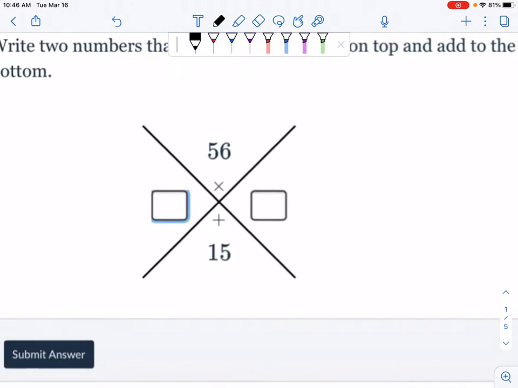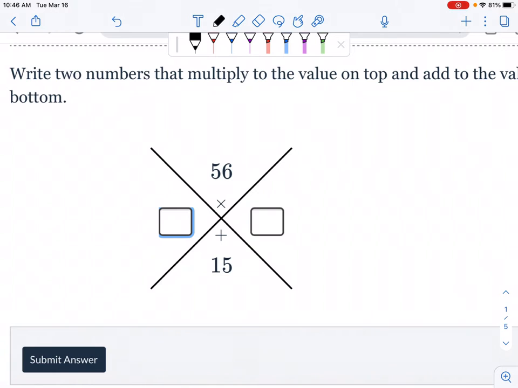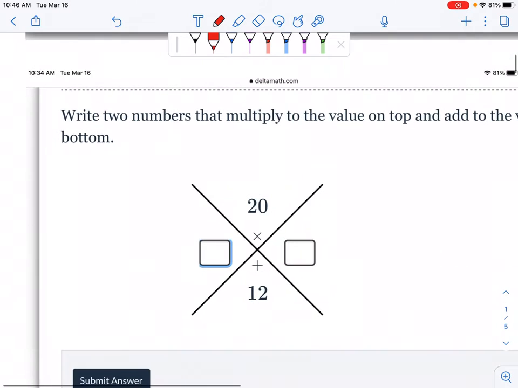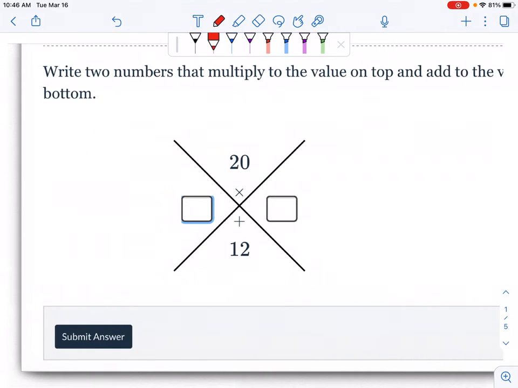Again, we've been practicing working with these big X's. We are looking for numbers that multiply to create 56 and combine together to make 15. In this one, it would be 7 and 8. 7 times 8 makes 56. 7 plus 8 makes 15. Here for 12 and 20, it would be 10 and 2. 10 times 2 makes 20, and 10 plus 2 makes 12.